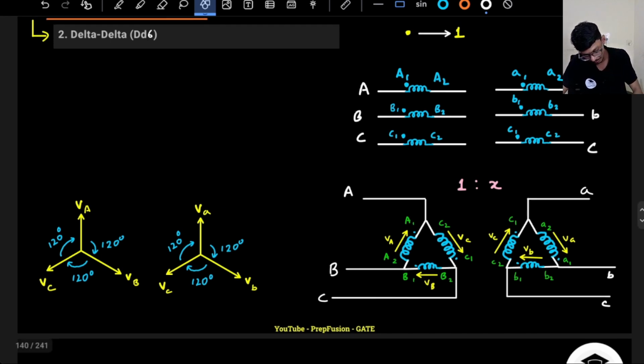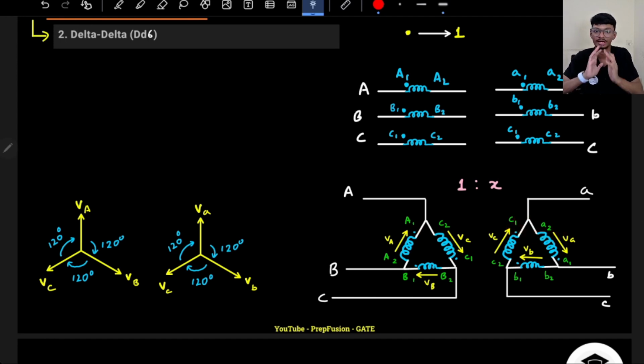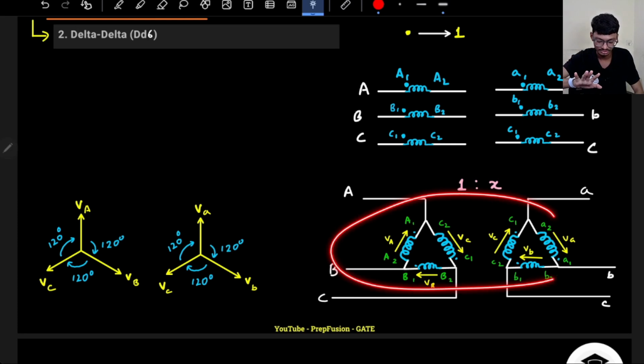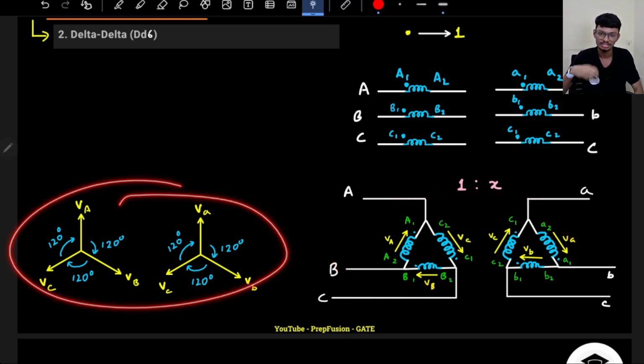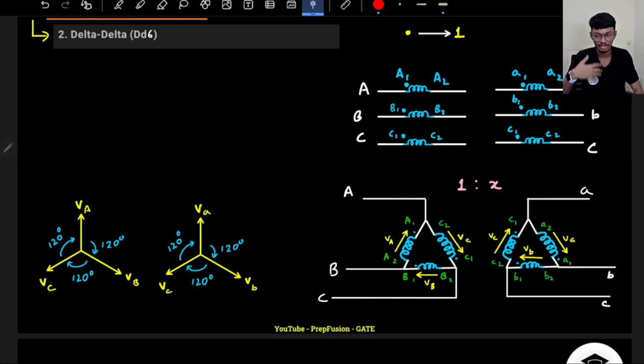If I see on the high voltage side, my A1 and C2 are connected, but on the low voltage side, C1 and A2 are connected. So the connection diagram is completely opposite, and whenever the connection diagram is completely opposite, you will see there will be a phase shift of 180 degrees. Don't worry if you tend to forget all these things, just draw the phasor diagrams, just derive. I am explaining you the derivation, that's why.